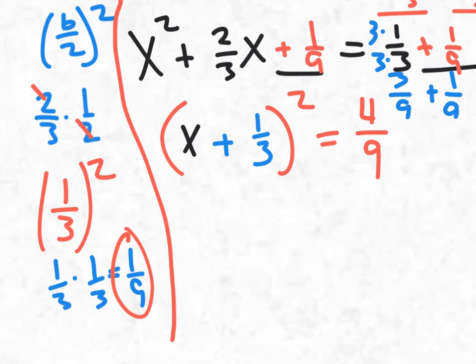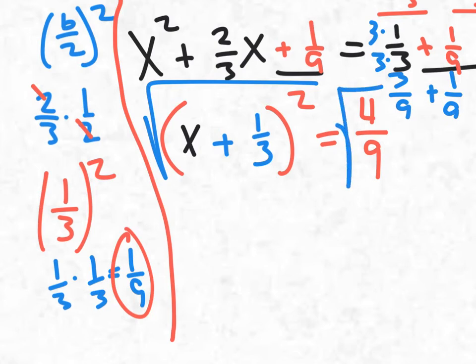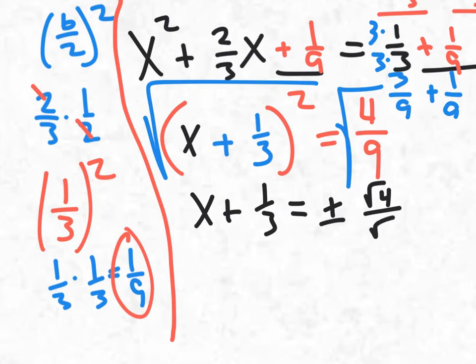And now I could apply a square root to get rid of the squared on the binomial. And what you do to one side, you do to the other side. So you will have x plus 1/3 equals plus or minus. I'm going to split the root to the 4 and to the 9 because both of them are perfect square numbers. So I will have x plus 1/3 equals plus or minus the fraction 2/3. All I need to do now is move the 1/3 over to the other side.